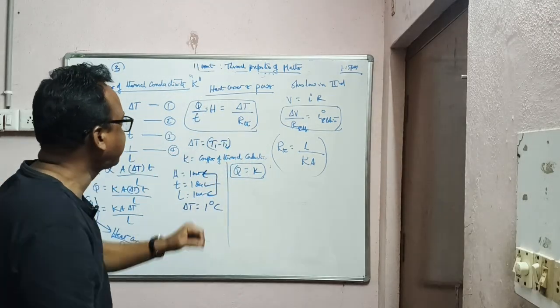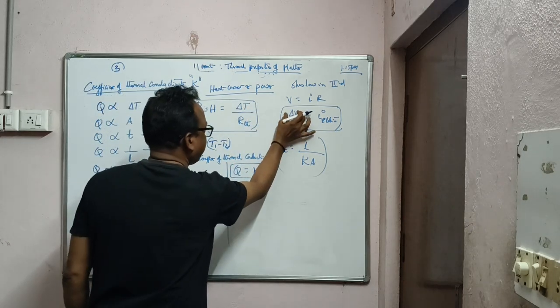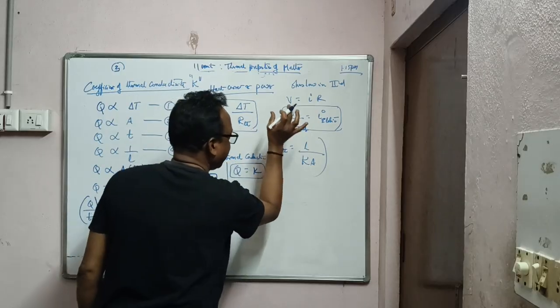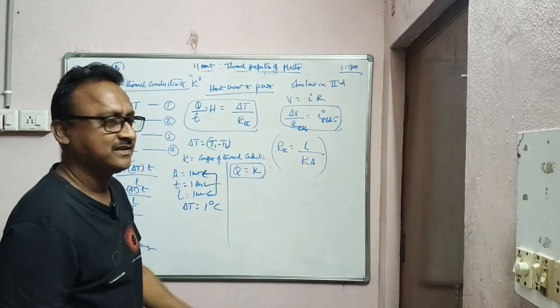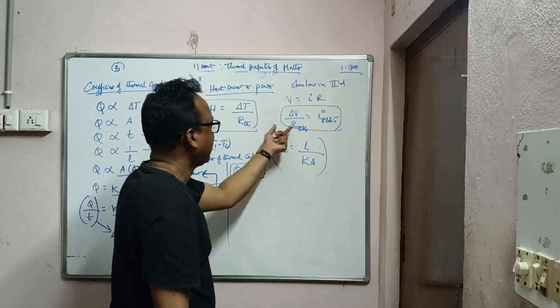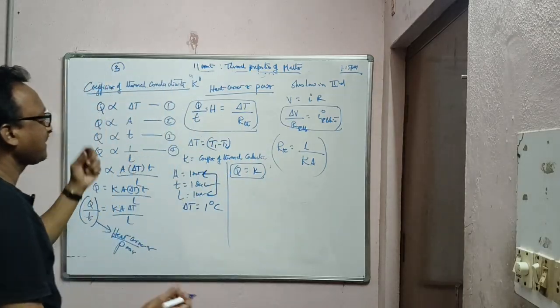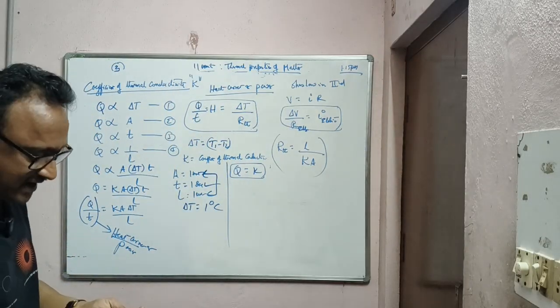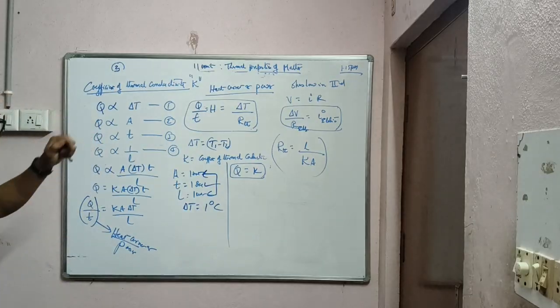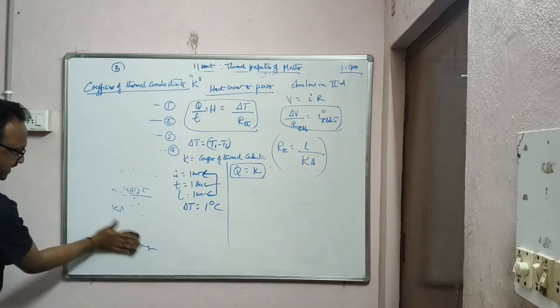చూడండి, just matching: delta T, delta V, temperature difference, potential difference, R thermal resistance, electrical resistance. ఇది electrical resistance, ఇది R thermal resistance, heat resistance, electrical resistance, electric current, heat current. చూడండి, both are matching, right అండి. Clear? So like that you can express the different parameters. Right అండి. నెక్స్ట్ వన్.